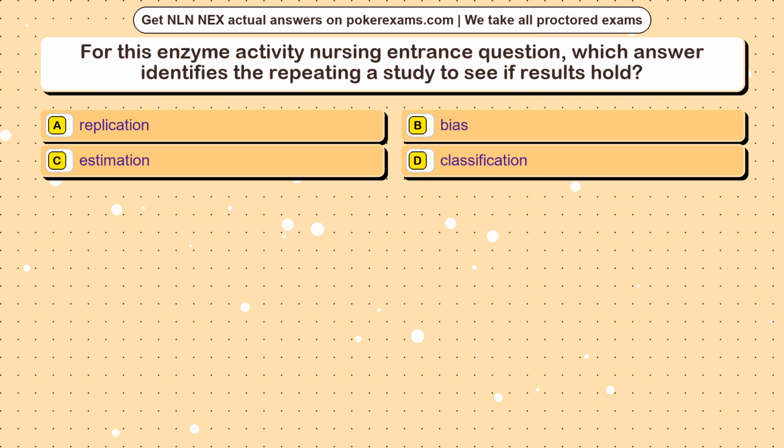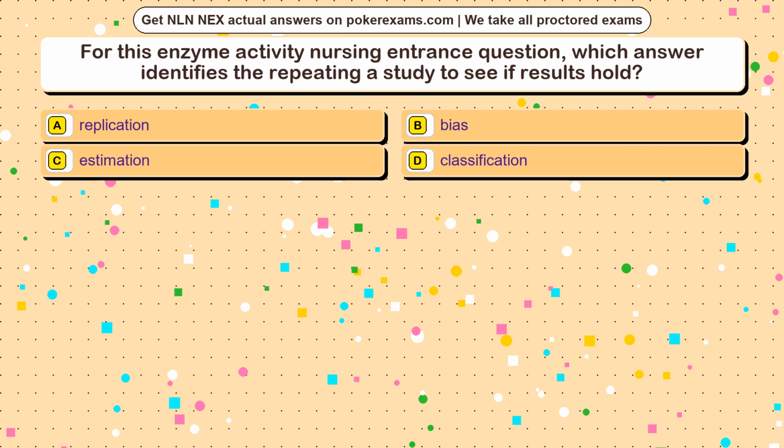Question 13. For this enzyme activity nursing entrance question, which answer identifies repeating a study to see if results hold? Option A, replication. Option B, bias. Option C, estimation. Option D, classification.